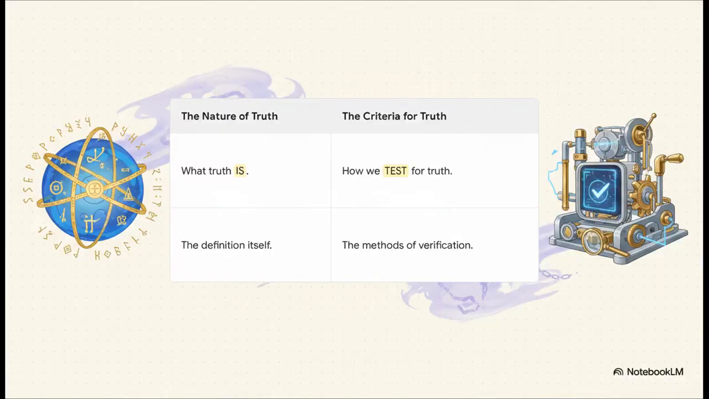Now, before we get into the weeds, we have to make a really important distinction. There's what truth is, the definition, and then there's how we test for truth, the methods we use. People mix these up all the time, and it leads to a lot of confusion. So let's keep them separate.